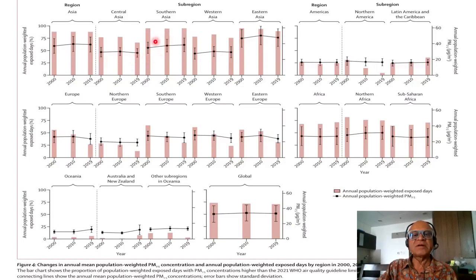Southern Asia is bad, which includes India, Pakistan, Bangladesh, Nepal, and so on, and it has increased over this period in terms of the mean as well as the standard deviations. Western Asia is lower than even Central Asia, and Eastern Asia, which includes China, is obviously the highest in this region. You can similarly look at the Americas with Northern and Latin America and the Caribbean. They are much lower compared to Asia.